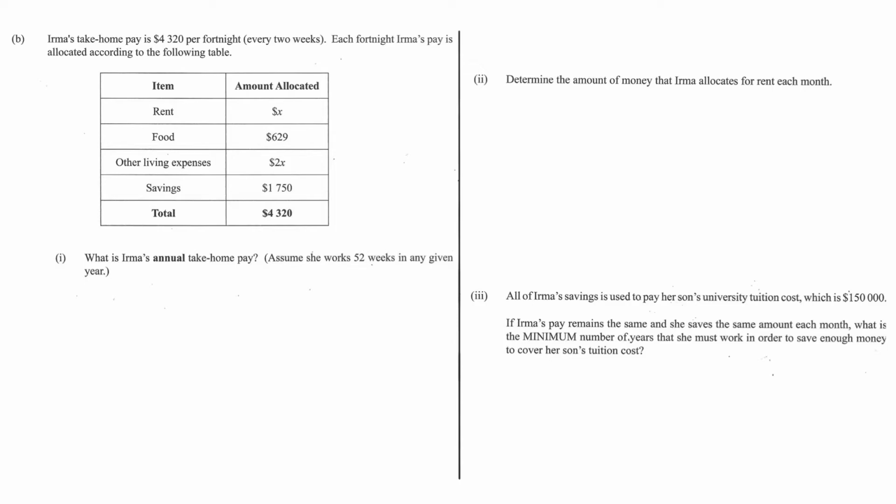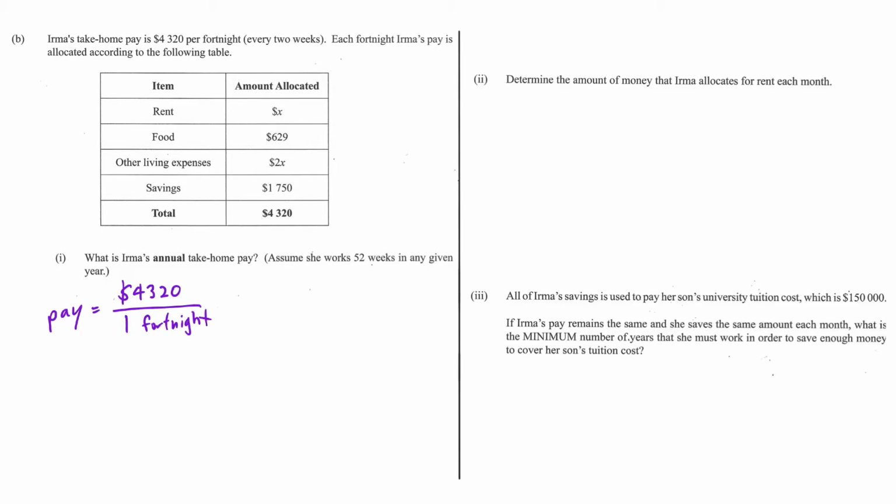In part 1, we are asked to find Irma's annual take-home pay. What we need to do is to convert her take-home pay from dollars per fortnight to dollars per year. Her pay is $4,320 per 1 fortnight.